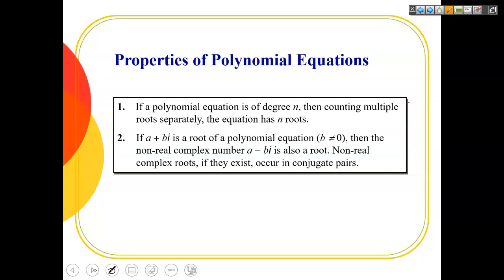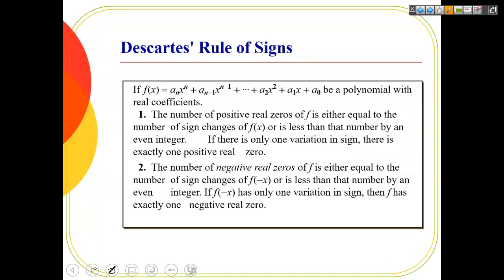If a polynomial equation is degree n, then you can count multiple roots separately. If a plus bi is a root, then a minus bi is also a root. So again, if I were to give you 3 roots and one of them had a negative i in it, then you have to put the positive i. If one of them has a positive i in it, then you have to create the negative i. And that was the last page to like the homework on Friday.